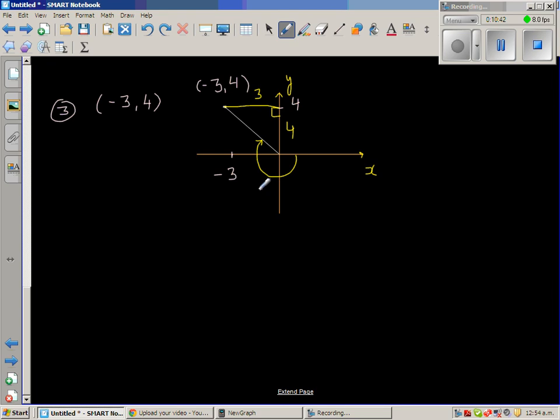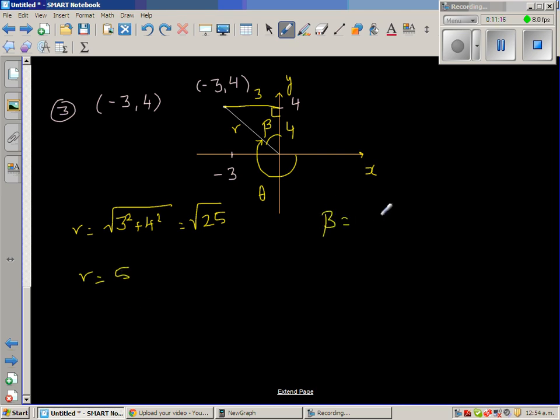Theta is this angle. We will find beta from this triangle. And so this whole way from here to here is 270 degrees. So 270 minus beta will give us theta. So r, this is your r. R is square root of 3 squared plus 4 squared. That should be pretty easy, which is 9 plus 16, square root of 25. So r is 5.